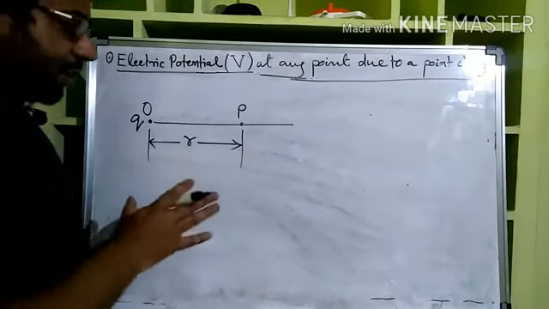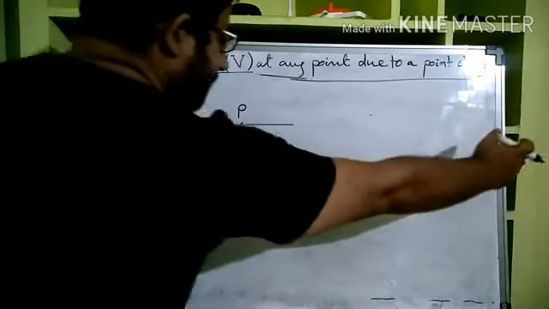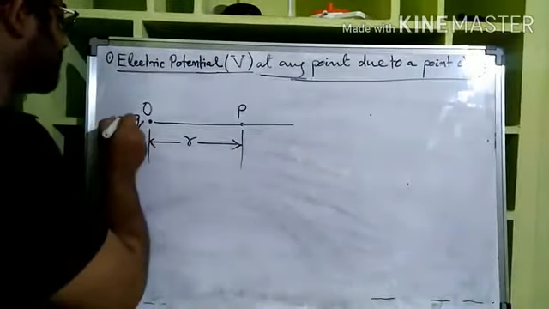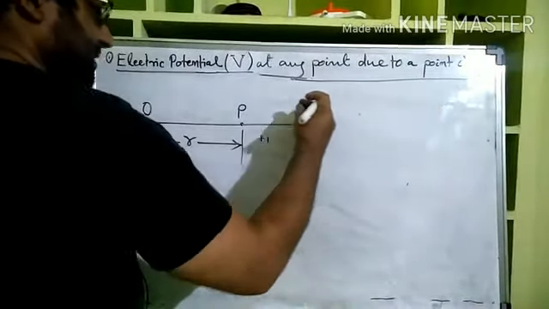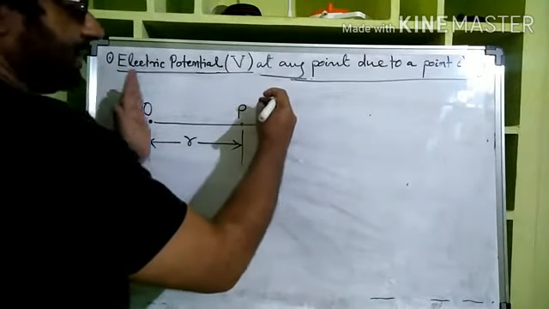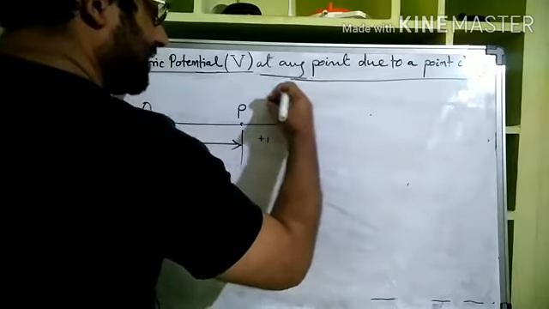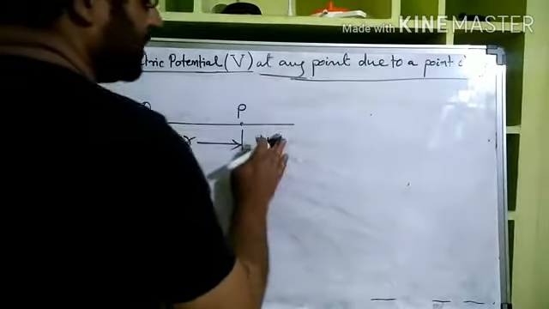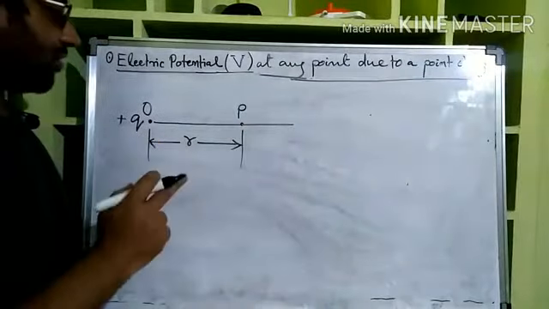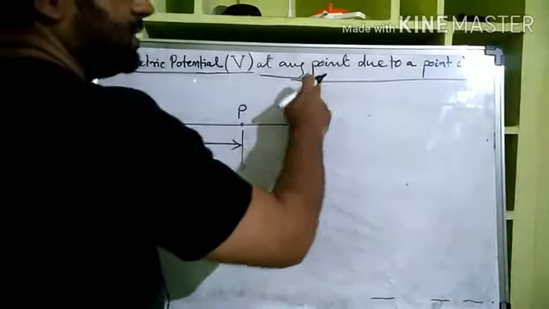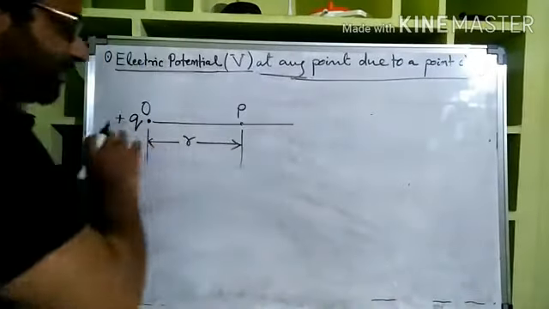By definition we know now that it is the work done in moving a unit positive charge from infinity to point P. Let us say this is a positive charge. Now if we move one unit positive charge towards it, as we bring it nearer and nearer, this Q will push it, because both are like charges. Still, if we are bringing it nearer and nearer, we have to do some work. That work done in moving a unit positive charge from infinity to point P is called the electric potential at any point due to that point charge.